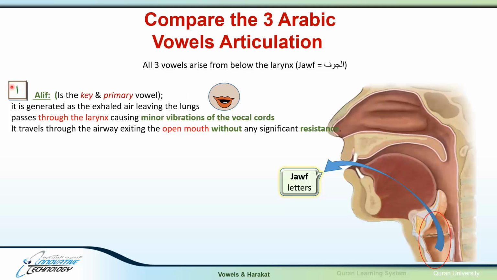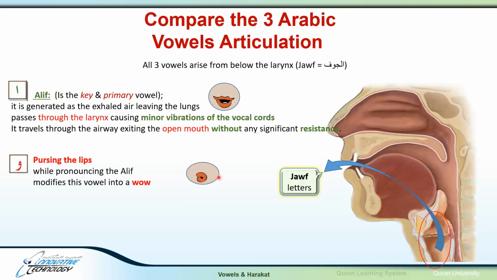So we have learned how the a sound is articulated. Now let's look at the oo sound. If we take the a and purse our lips while pronouncing the a, it will produce the oo, the waw. So purse your lips and pronounce a. Ow, ow. That produces the waw vowel.